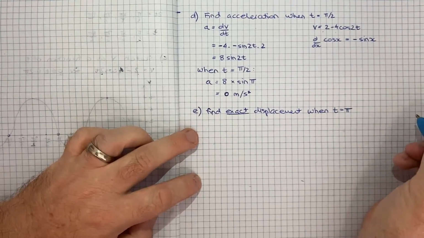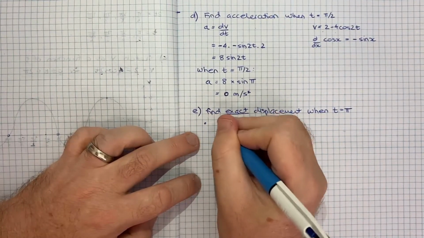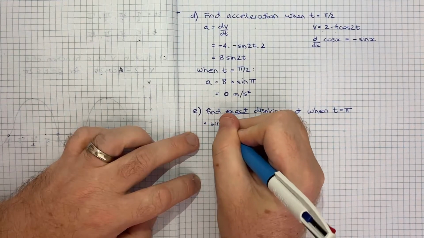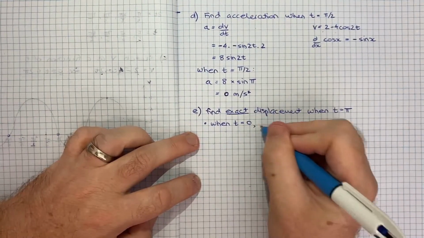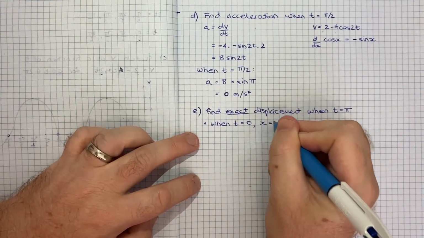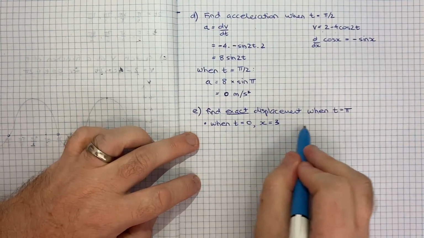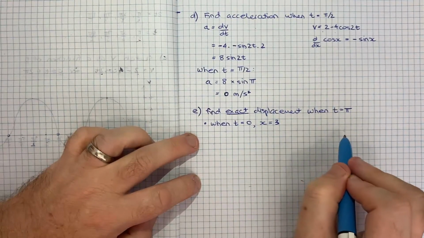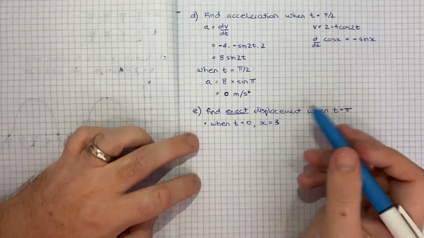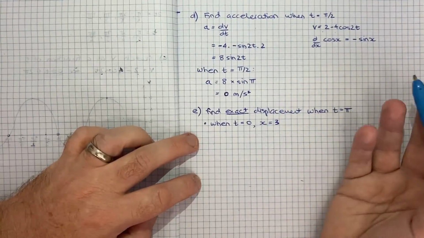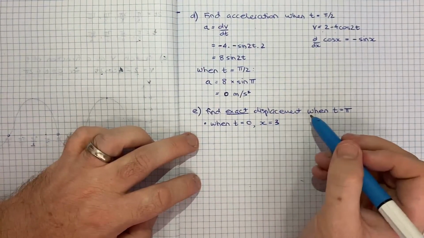And we are given a bit of information here. We're told that when t is equal to 0, the initial displacement, x is equal to 3 in terms of moving in the positive direction from the origin. So that's going to help us as we work through what ultimately will be an integration, because we're going to need to find our constant, and this will help us do that.